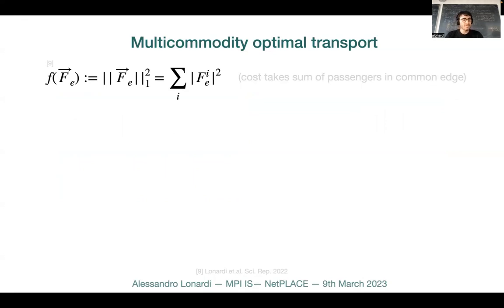Then we went a bit more practical, because we wanted to apply this model to transportation, and we chose to pair these fluxes, the different fluids that I mentioned before, with an L1 norm. This is more practical because imagine a certain amount of cars moving in one direction of a road, and another amount of cars moving in the opposite direction. By taking the L1 norm, you are just summing up the cars that move in one direction together with the cars that move in the other direction. And fluxes in opposite directions contribute to traffic congestion.